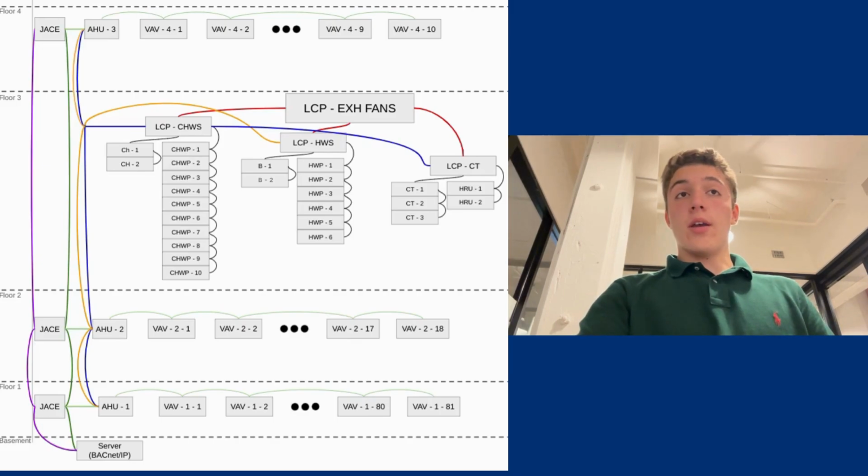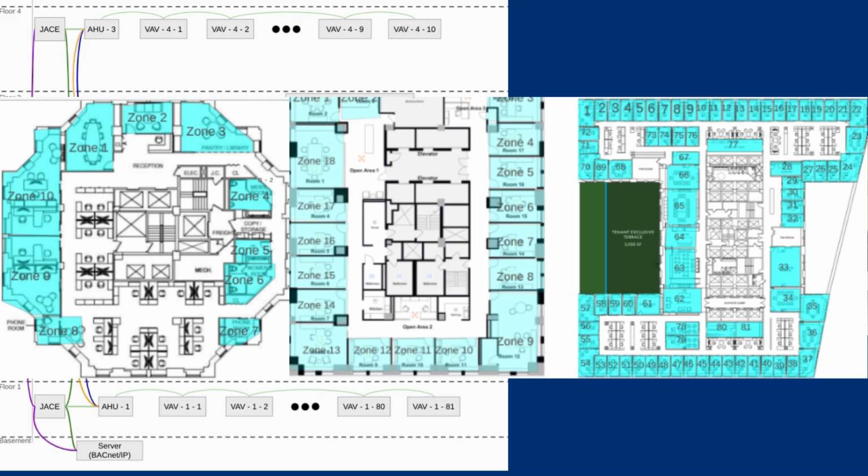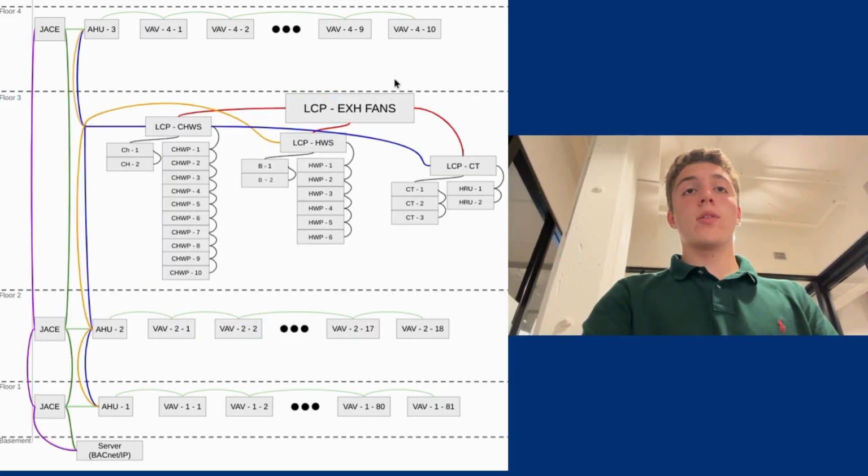Next is my riser diagram. I only have 3 different kinds of floors here because there's only 3 different kinds of floors on the Chrysler building. Each one, the main difference is the amount of zones and VAVs that we're going to need there. A zone is a small area where a VAV is going to have to control the temperature. So as you can see here on floor 10, we only need 10 zones or VAVs. On floor 2, we only need 18. On floor 1, we'll need 81.